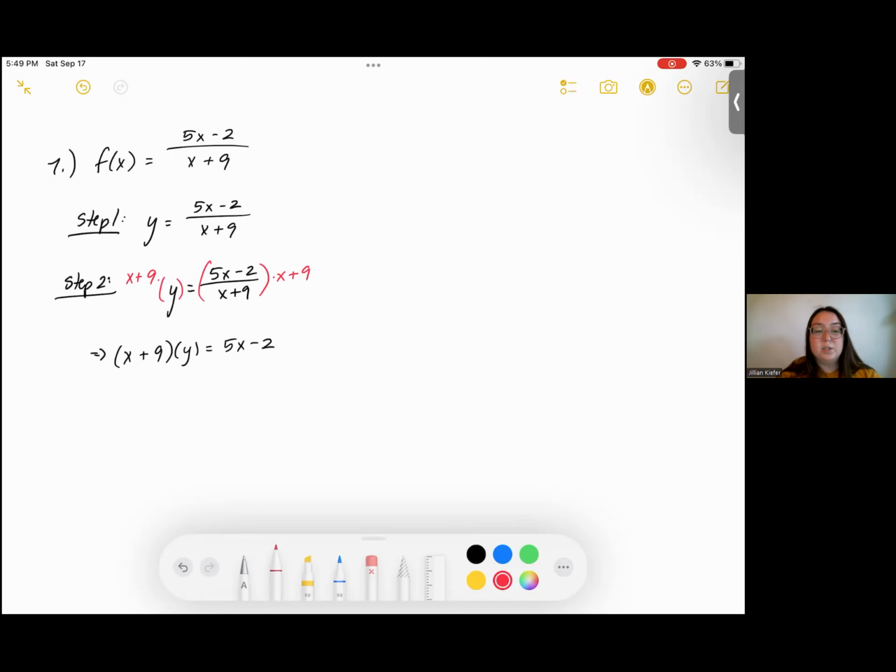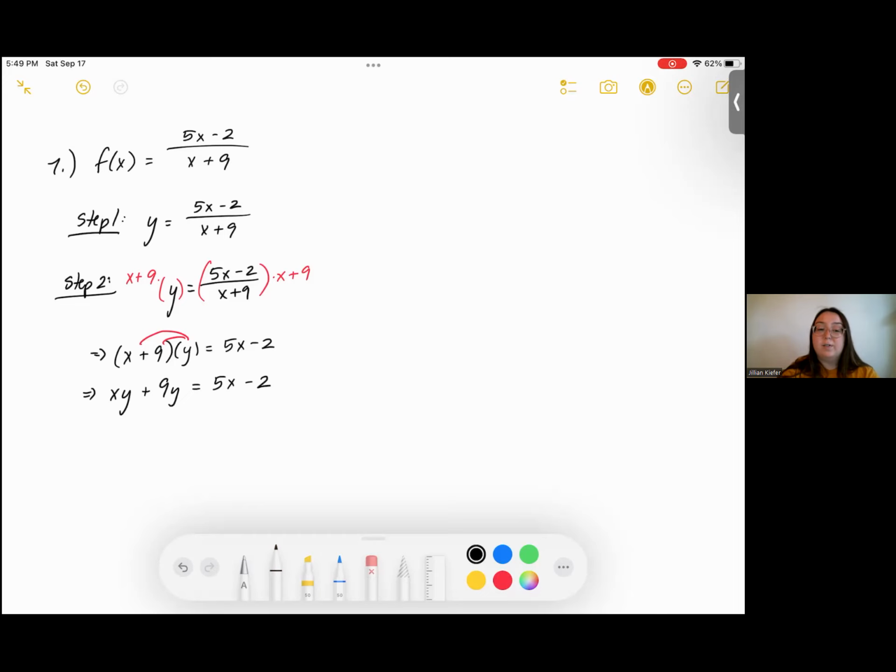We're going to distribute this x plus 9 times y. So we're distributing the y inside our function here. And this will leave us with x times y plus 9y is equal to 5x minus 2. All right. Looks good. There's no more parentheses. We've distributed everything. And now that we've distributed everything, remember we're solving for x.